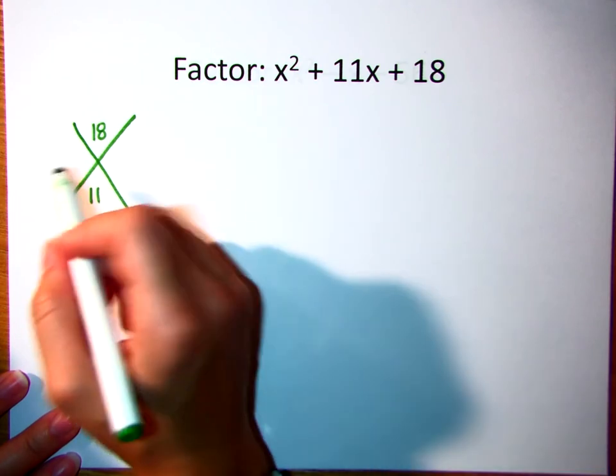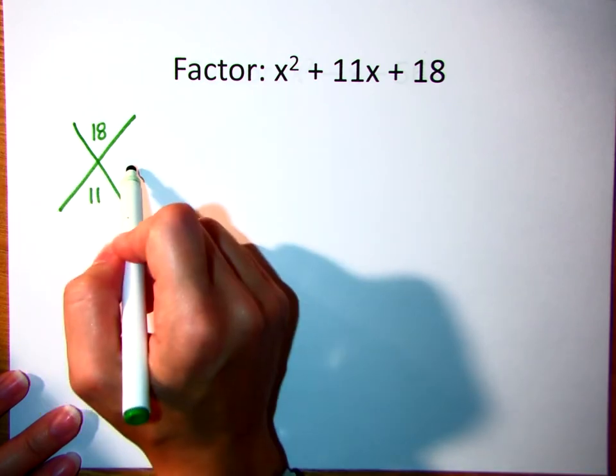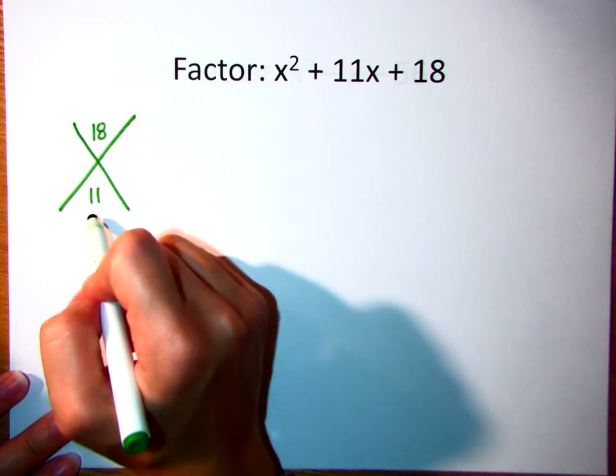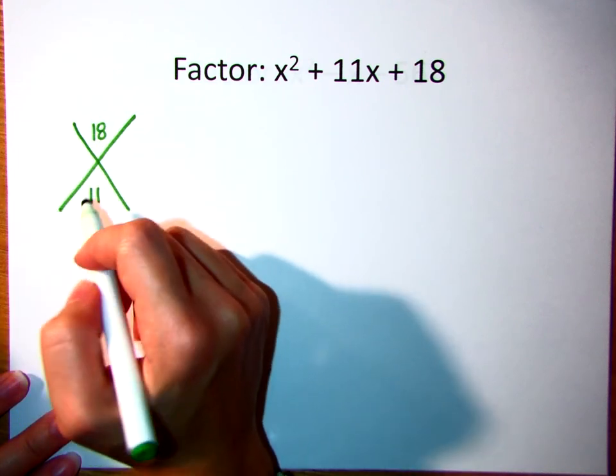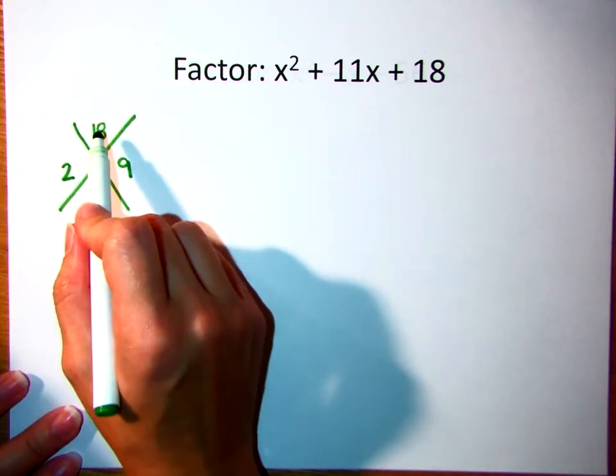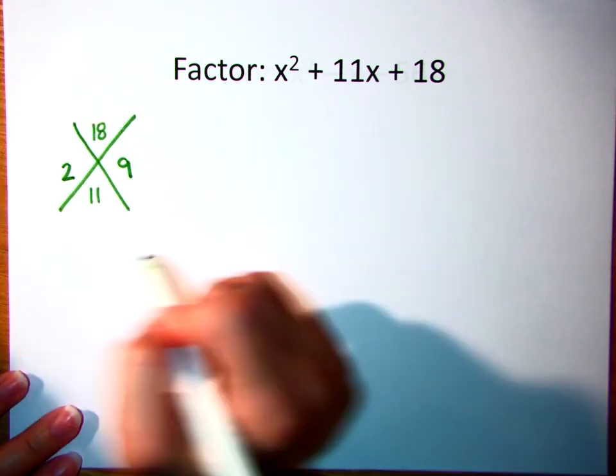For example, does 3 times 6 equal 18? Yes. But does 3 plus 6 equal 11? The answer would be no. What about 2 times 9? 2 times 9 is 18. Added together, 2 plus 9 is 11.